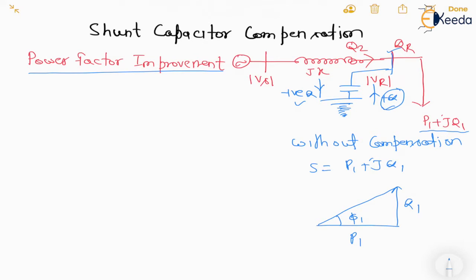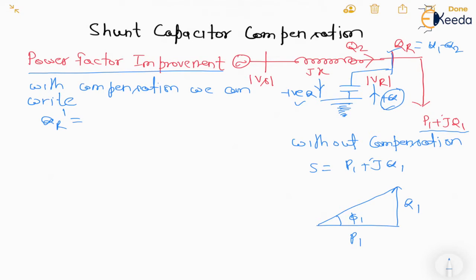Without compensation, QR was Q1 minus Q2. With compensation, we can write QR dash is equal to total demand minus total supply. So you can see from here that the total demand is Q1, and the total supply is the capacitor, which is also supplying to this bus, as well as Q2, which is also coming to this bus.